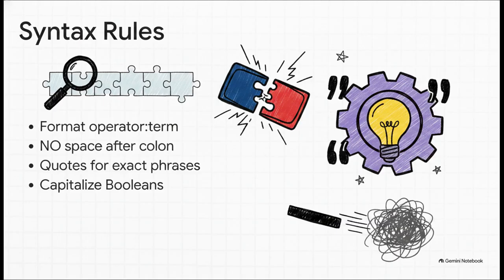First, and absolutely most importantly, there is no space between the operator, the colon, and your search term. None. If you type "site space gov," the engine just thinks you're searching for the word site and the word gov separately. It completely breaks the command. You also need to use quotation marks when you want an exact phrase. Your Boolean operators like OR, AND, NOT, they have to be fully capitalized so the engine recognizes them as commands. And finally, the minus sign. This is literally your best friend for instantly excluding terms you just don't want to see.